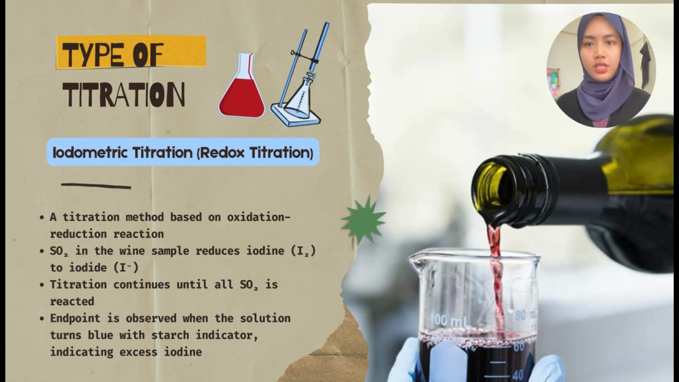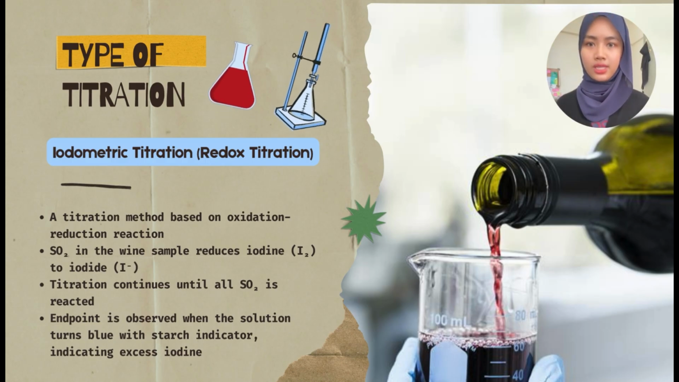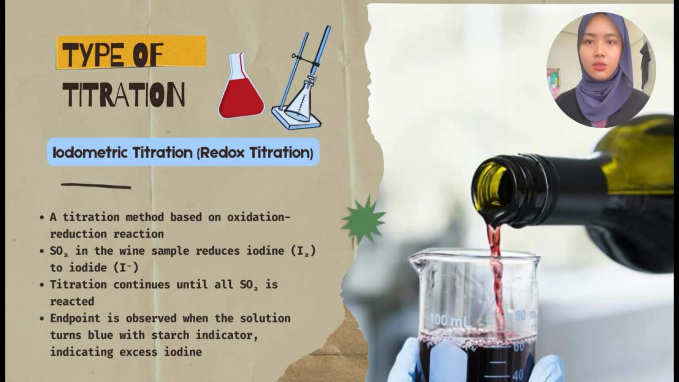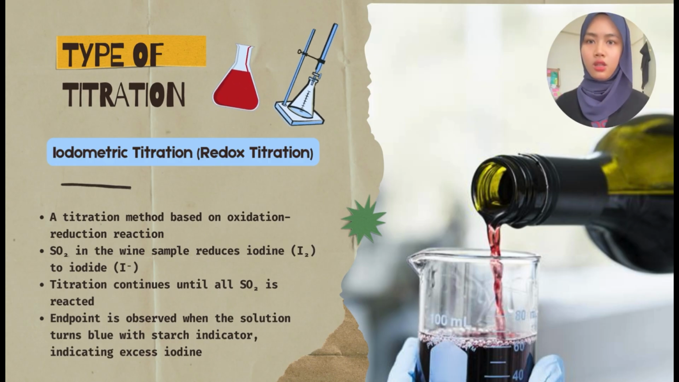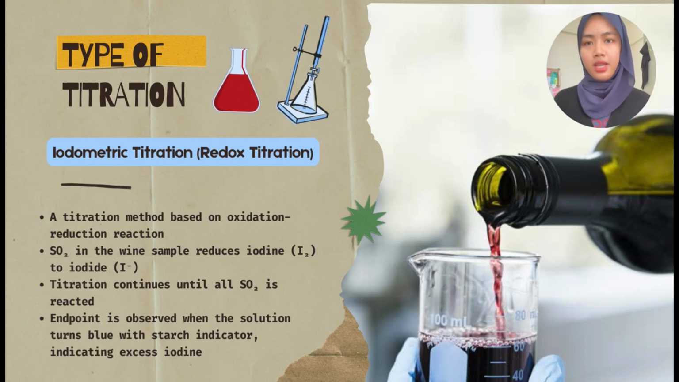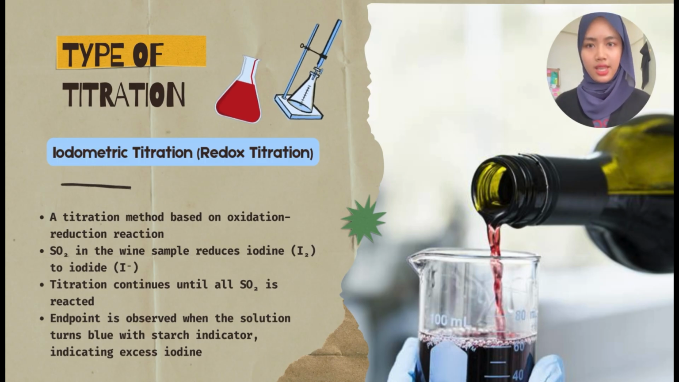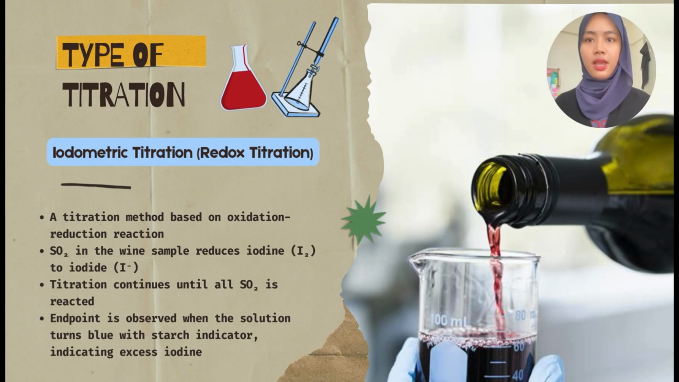So during the titration, we add iodine solution slowly to the wine sample. The SO2 will react with the iodine immediately. This reaction continues until all the SO2 in the wine is gone. But how do we know when the SO2 is finished? That's why we use starch indicator. Starch helps us see the endpoint clearly.